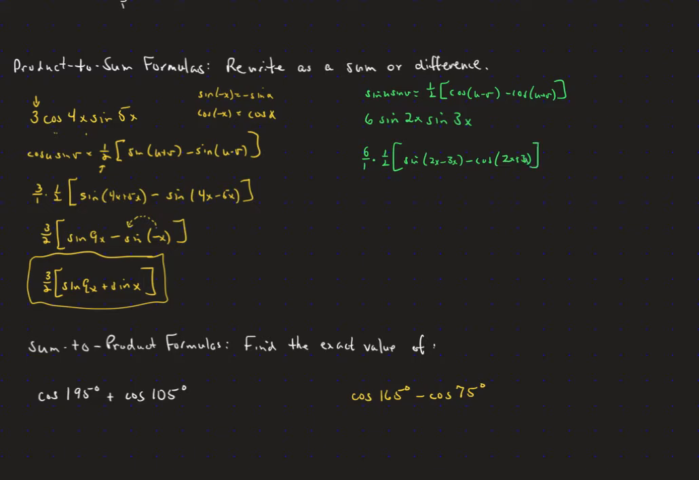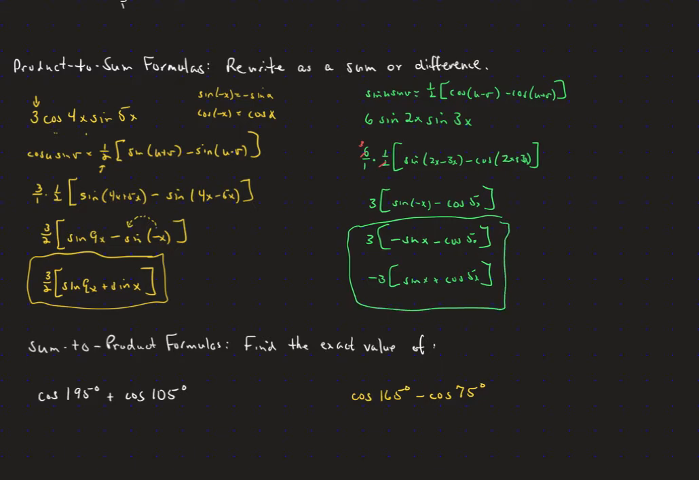And so the 6 times the 1/2 will cancel to give us just 3. And then here again, we're going to get a cosine of negative x and a cosine of 5x. So we'll pull that negative through, and then just for aesthetics, I'll write it as negative sine x minus cosine 5x. That would be fine. If you want, you could even pull that negative out, but that is just if you don't like to have all those negatives. Either of those is equally acceptable.